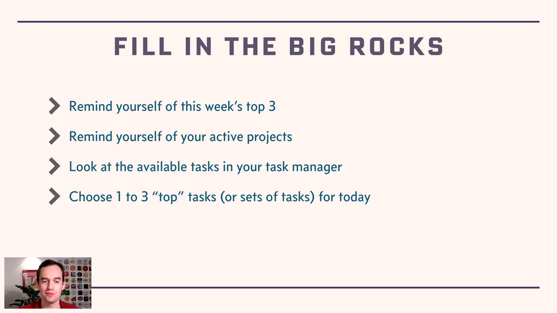So you want to look at your list of available tasks. And again, you want to pick the 3 most important ones, or the 3 top tasks or sets of tasks. And I wrote down 1 to 3 because sometimes there's really only one thing. Like, for example, today I'm like, okay, today, if I prepare for the webinar, it's been a productive day. I ended up doing a few other tasks as well, but really preparing for the webinar is the most important thing. So 1 to 3 major tasks.